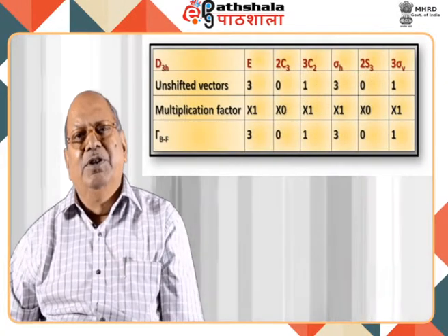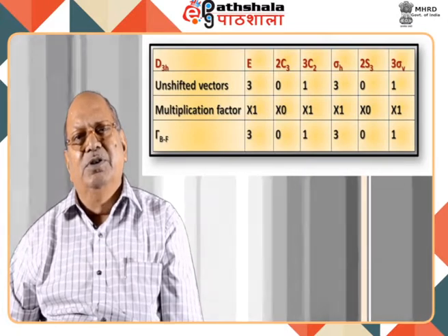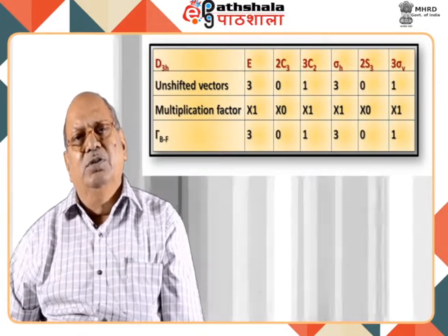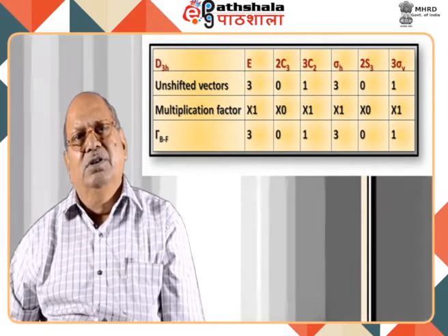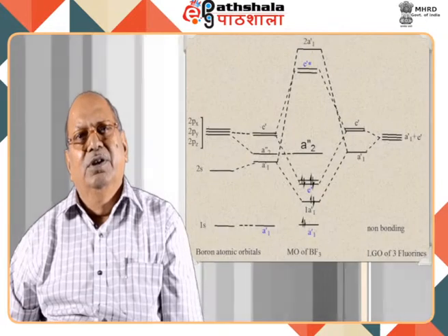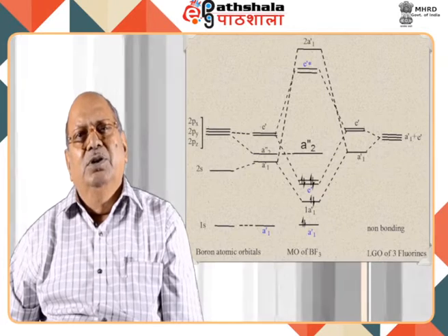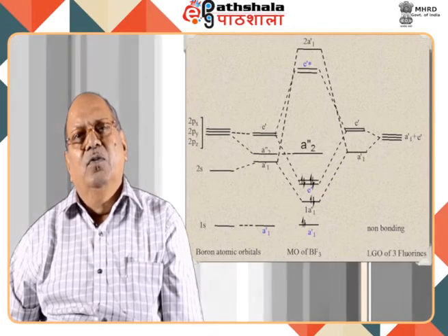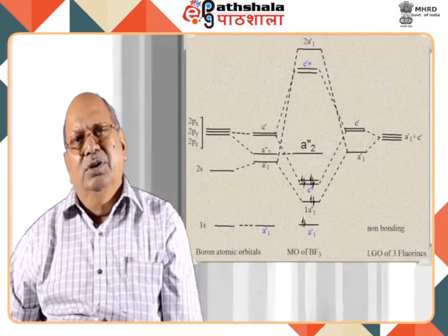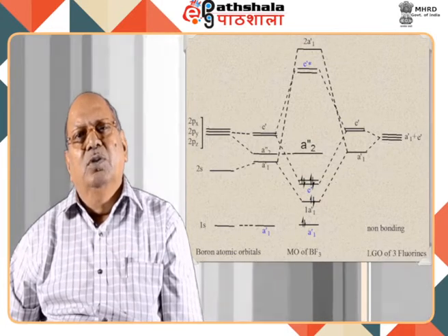And I go for the multiplication factor for this, and after that I get this reducible representation. This reducible representation can be reduced to irreducible representation by following the standard reduction formula, and the results are given on the slide, that is A1 dash and E1 dash. So, these are the symmetries of the LGOs of fluorine atoms, and the orbitals are shown by the lowercase letters. These are the symmetries and these are the orbitals of the LGOs of boron.